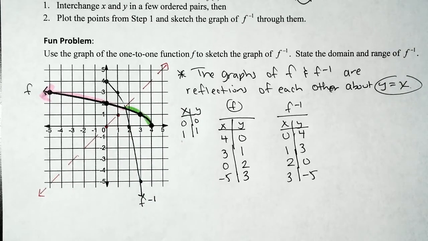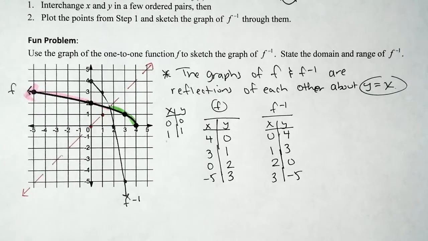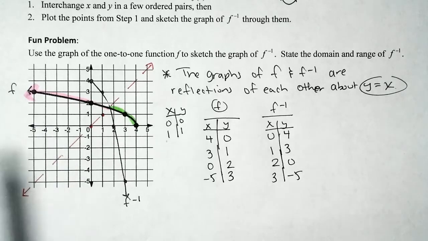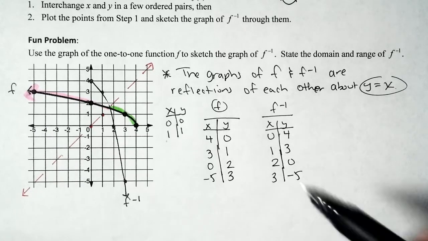So let me just make sure I answered all the questions. It says use the graph of the one-to-one function f to sketch the graph of f inverse. So we did that. Cool. But now we have to state the domain and range of f inverse. You can do this however you like. With your permission, this is how I'm going to do it. We're going to identify the domain and range of f, and then we'll trade places, and that will be the domain and range of the inverse.